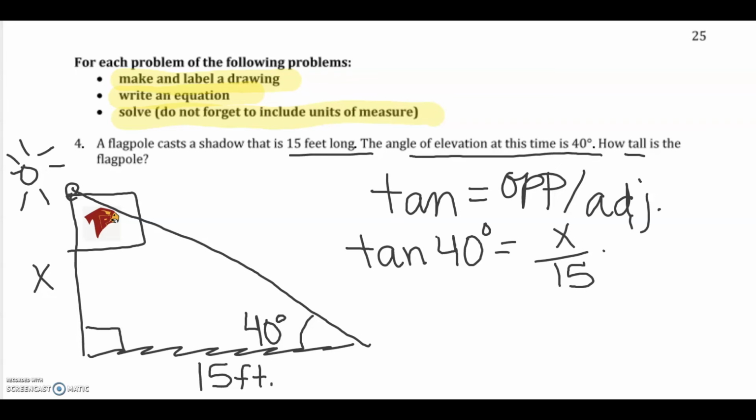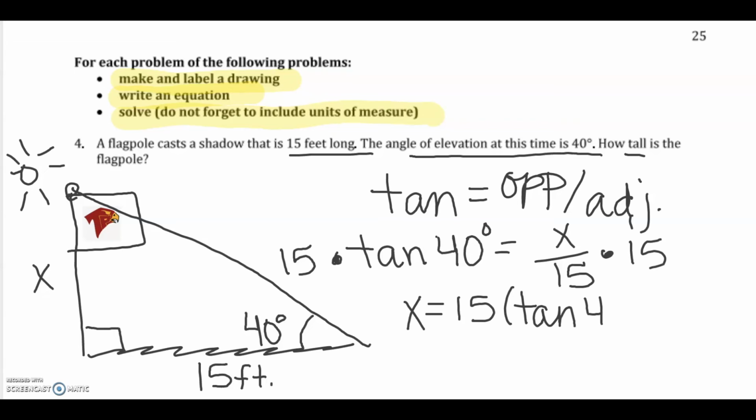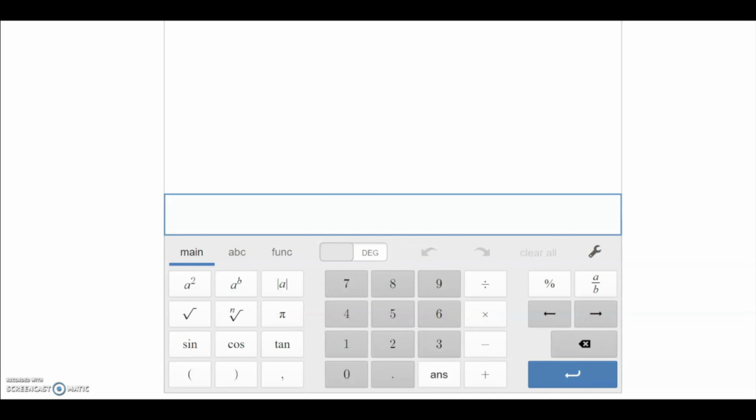Then we multiply both sides by 15 to get x by itself. So now we have x equals 15 times tangent of 40. Now our last step is to solve for x. So we'll go ahead and use our scientific calculator.